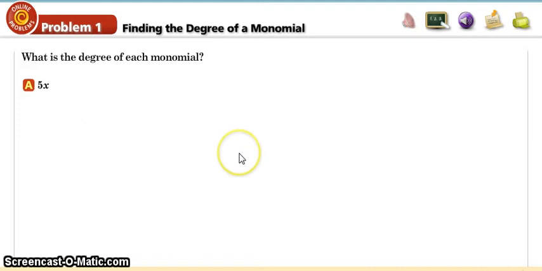All right, so looking at problem number 1, it says, what is the degree of each monomial? We've got part A. Thinking about your definition of a monomial, you know that 5x is a monomial because it's the product of a real number and a variable. Product meaning multiplication. And we want to find the degree of this monomial. Well, you're going to have to go back again to the definition of degree of a monomial. And that simply means you add the exponents of the variables.